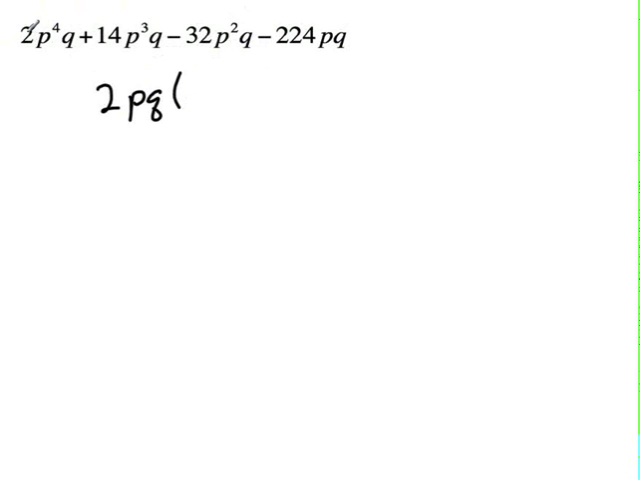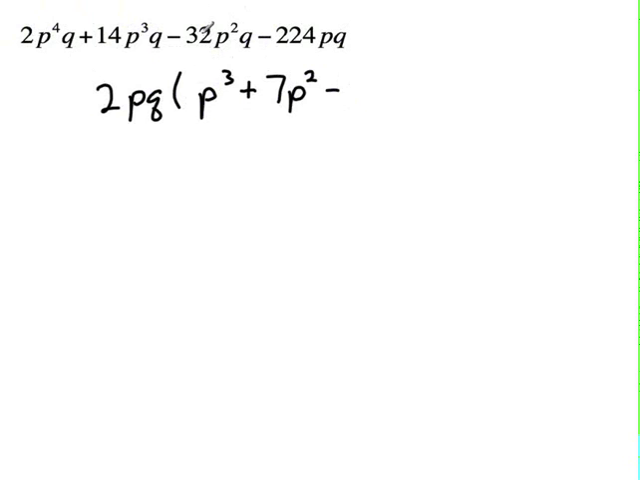So 2, that's going to go away. The q is going to go away. If I take out 1 p, I'm left with 3 p's, plus 7 p squared, because if I take out a p from p cubed, it's going to be p squared. Q goes away. 14 divided by 2 is 7.